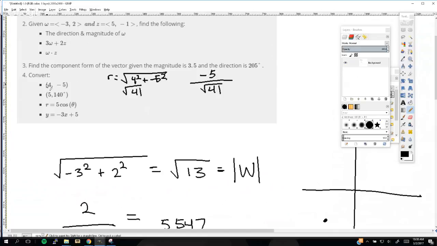Then, so this number is, oh dear, actually brain fart. It's in the fourth quadrant. So will you subtract it by 360, is that right? Yes. 360 minus 51.34.